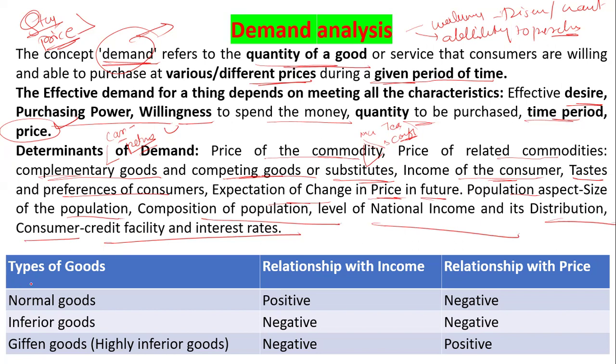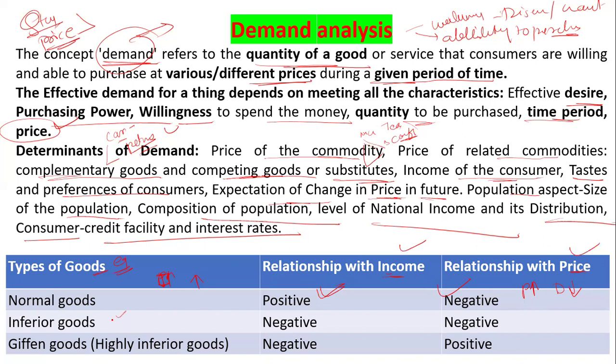Now, the relationship of goods with their income and with their prices. In the case of normal goods, the relationship with income is positive. I will give you an example. If our income increases, our purchasing capacity or willingness to purchase also increases. That's why this is a positive relationship. Now the relationship with the price: if the price of a product increases, what is the effect on demand? Demand decreases. So it is a negative relation with the price.